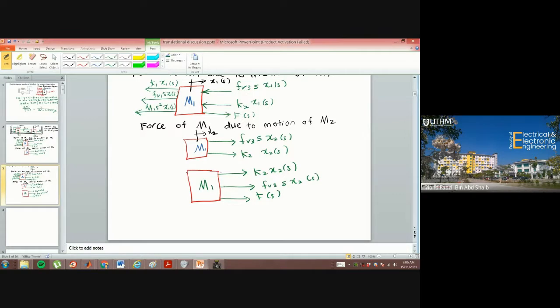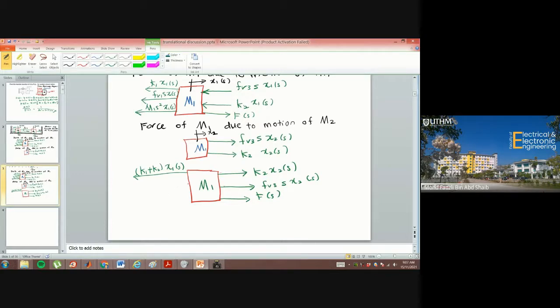Okay, this one we have K1. Take a look, we have K1 here as 1s. We have K2 here as 1s. It is the same direction. But K1 and K2 we have as 1s. So we just straight away plus. Okay, K1 plus K2 because it's the same direction times X1 S.